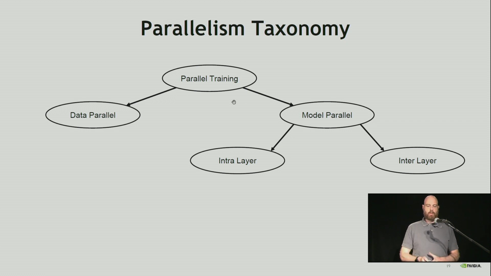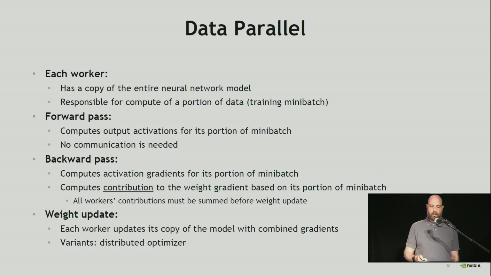So a quick view at the taxonomy of various ways to train neural networks in parallel. So we have parallel or distributed training, and at the highest level you have a choice of data parallel versus model parallel training, and then model parallel has two subvariants that we'll look at in more detail. So let's start with data parallel, which is the most popular way to train at scale nowadays.